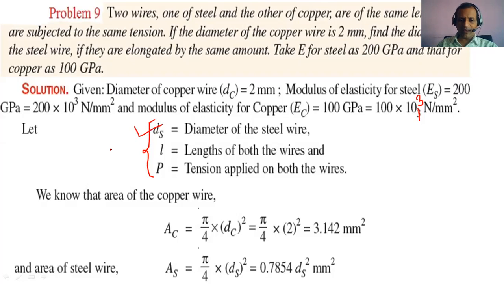So first we'll calculate the area now. We know that the area of the copper wire, AC, is pi by 4 into the diameter squared. Since the diameter is given, it means the wire is circular. So AC is equal to pi by 4 into DC square, diameter of copper wire. It is given in the problem. So pi by 4 into 2 square. So this is equal to 3.142 mm square. This is the area of the copper wire.